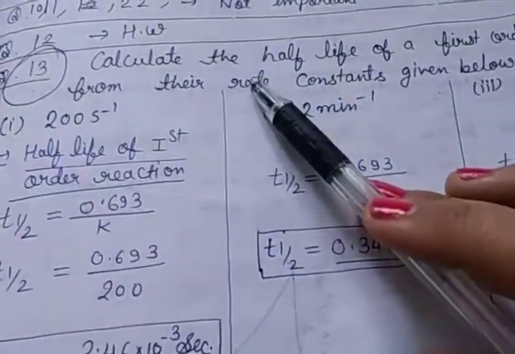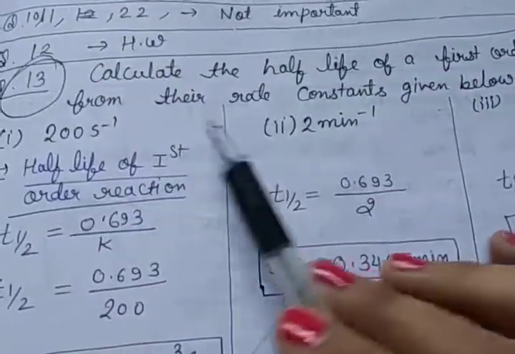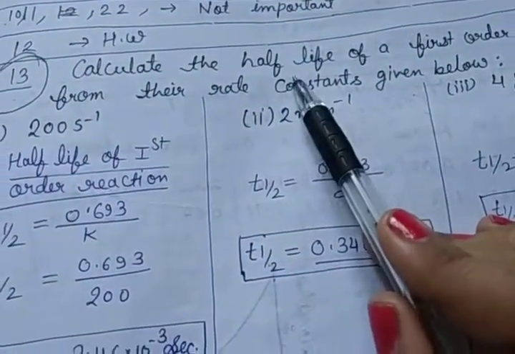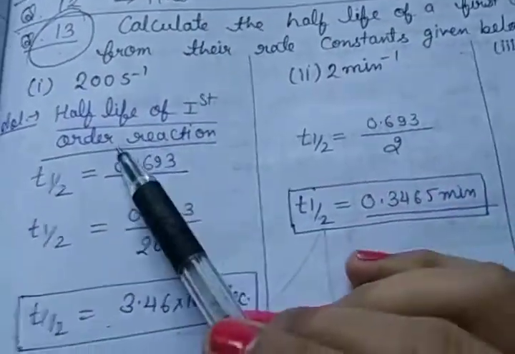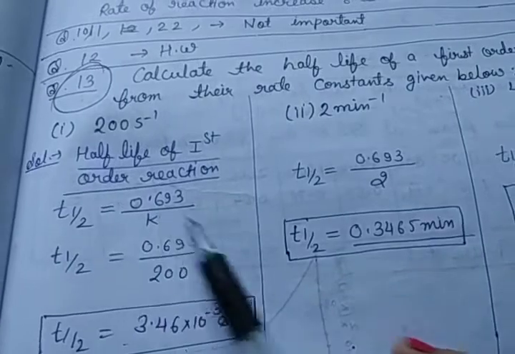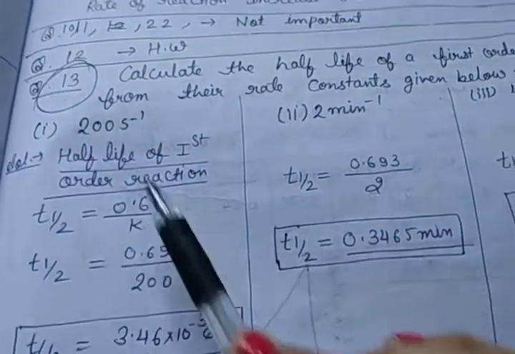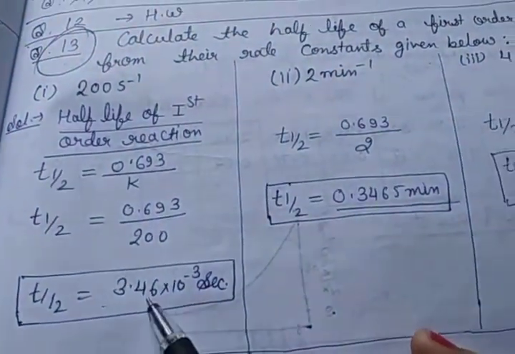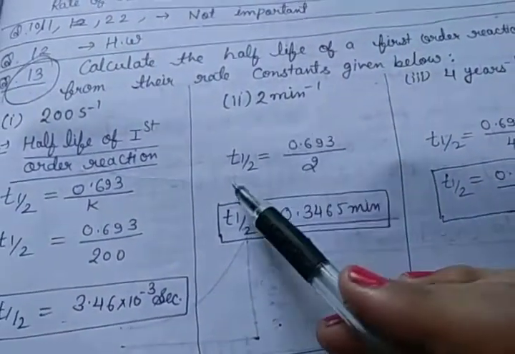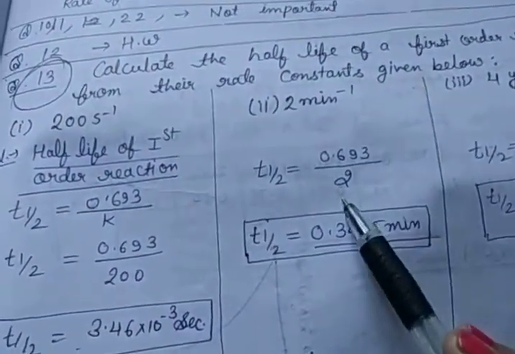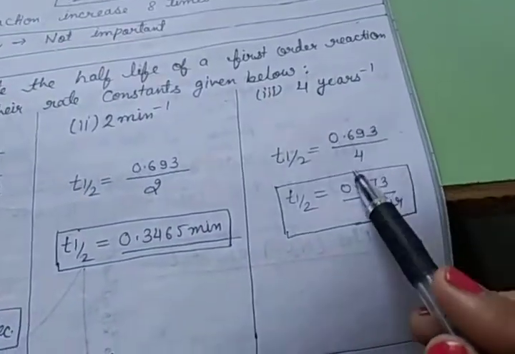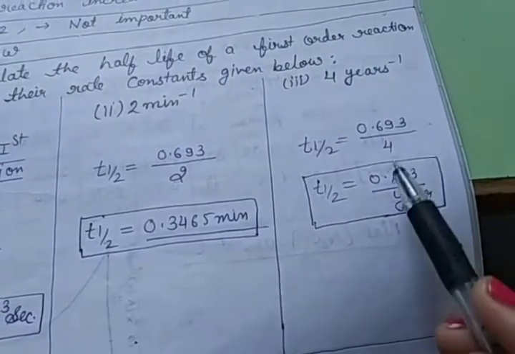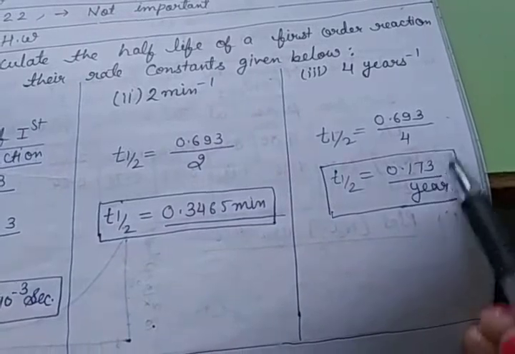Question number 13. Calculate the half-life of a first-order reaction from their rate constant. Half-life means T half, and then the rate constant K. The formula for a first-order reaction is T half is equal to 0.693 divide K. First, given 200 second inverse, so put the K value 200 and the T half value comes. Then 2 minute inverse, so T half is equal to 0.693 divide 2, and this value comes. For 4 years given time, T half is equal to 0.693 divide K, so 0.173 year comes. Okay.